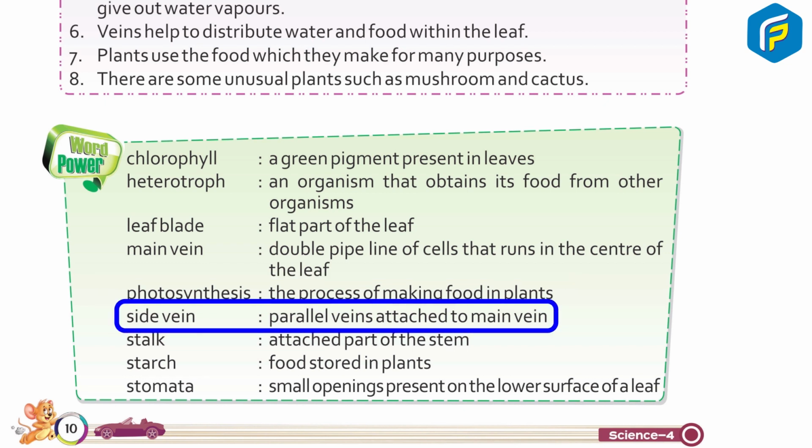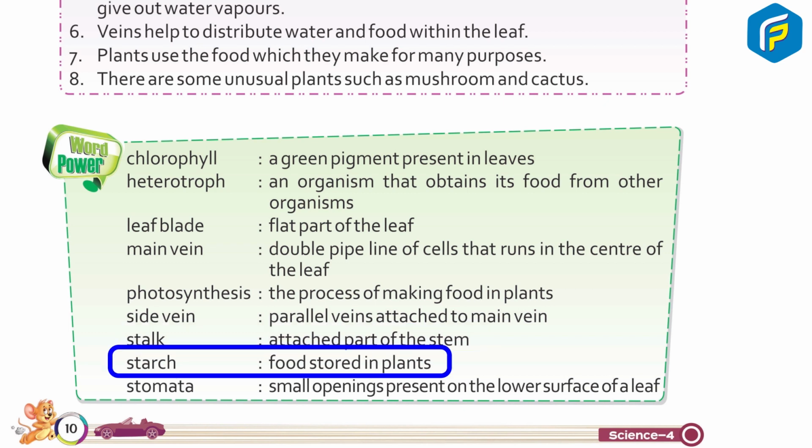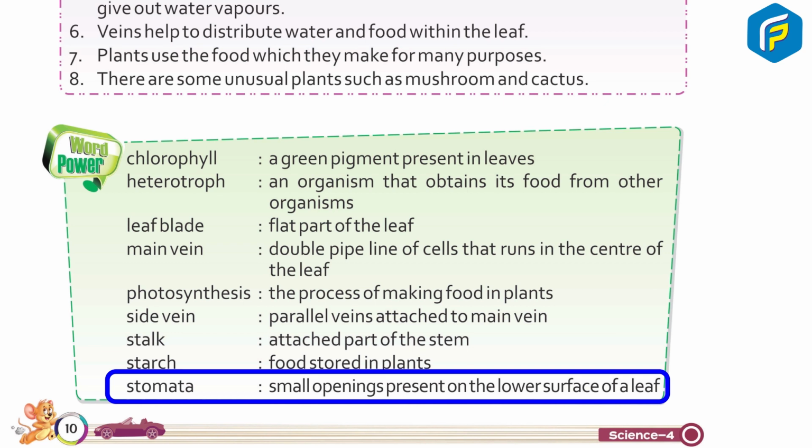Side vein, parallel veins attached to main vein. Stalk, attached part of the stem. Starch, food stored in plants. Stomata, small openings present on the lower surface of a leaf.